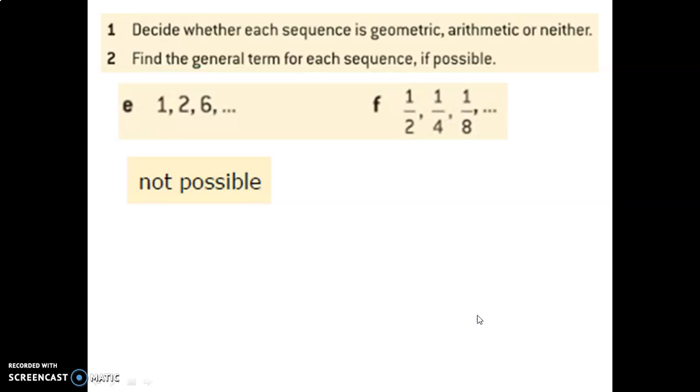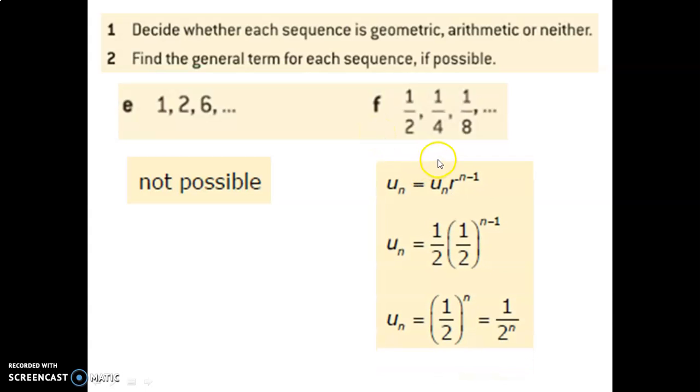Okay, try E. Oh, well, don't try it. It's already there. It's not possible. So that one's kind of given away. But let's take a look. So it's not arithmetic or geometric. Here you're adding 1, you're adding 4, so that's not arithmetic. You're multiplying by 2, you're multiplying by 3, doesn't work. So it's not geometric, not possible. How about this one? Try F.